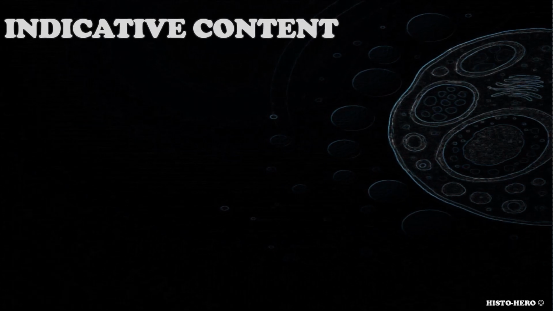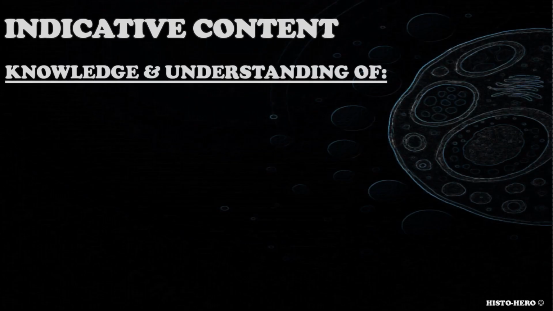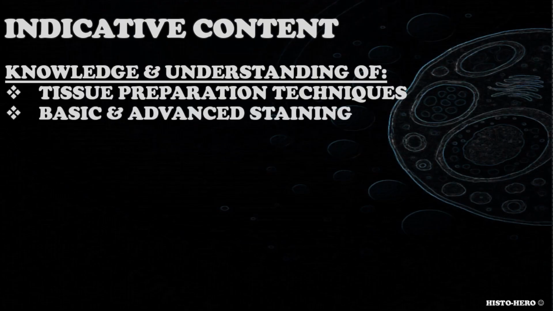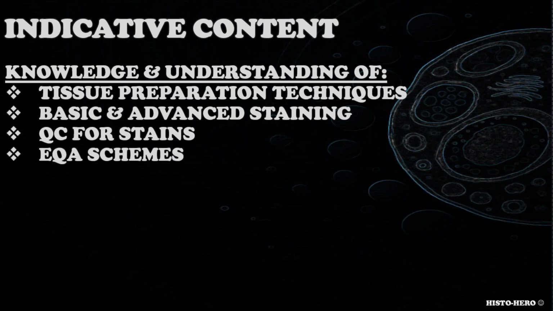Indicative content highlights background knowledge that might be assessed during the viva. They may or may not be demonstrated by the learning outcomes or candidate's evidence. In this submodule, candidate is expected to have the knowledge and understanding relevant to tissue preparation techniques for samples of genitourinary tissue. Basic and advanced staining theory for stains that may be utilized for samples of genitourinary tissue. Quality control for basic and advanced stains that may be utilized for samples of genitourinary tissue. EQA schemes for staining techniques associated with urinary tissue.